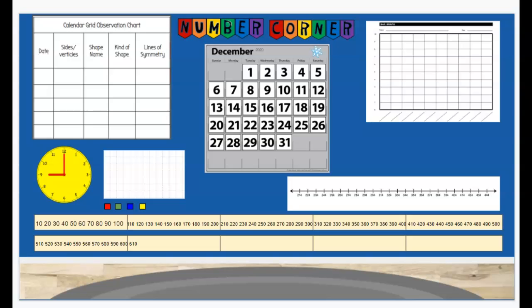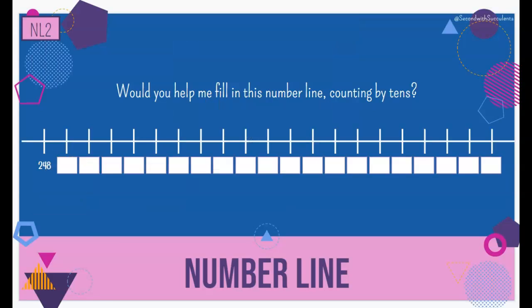For Number Corner today, we'll be playing our last round of Guess My Number for December. Now remember, each time we play Guess My Number this month, we're starting on a different number on our number line. Let's look at the number we're starting on today. Today we're starting on the number 248. We're still counting by tens.